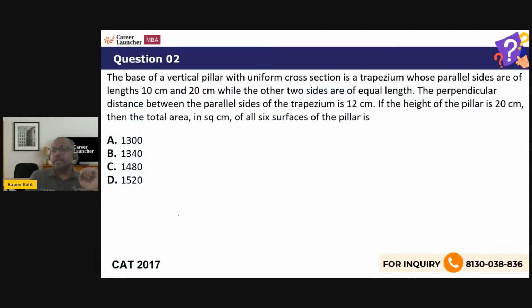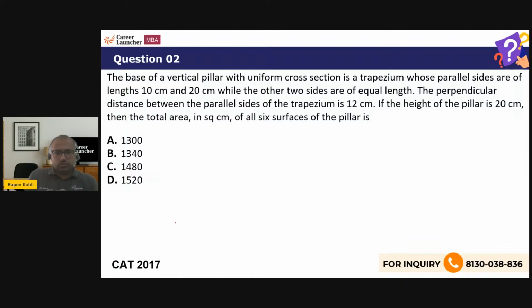What is this pillar like? Uniform cross section. The first sentence. Any object with a uniform cross section is basically a prism. A prism is a general type of all those solids in which there is a constant cross section. For example, a right circular cylinder is a prism with a circular base. I mean, it's not wrong to say like that. Here we have a trapezoidal prism.